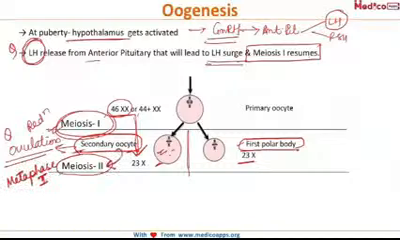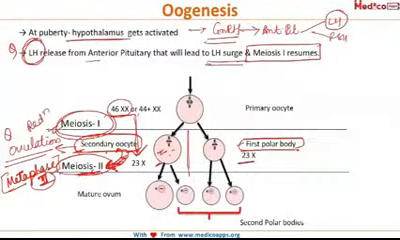Now these secondary oocytes enter meiosis 2, and in this they get arrested at metaphase 2, and they remain arrested in this state till fertilization. Now once the fertilization occurs, meiosis 2 resumes, and now it leads to the formation of a mature ovum and another polar body. And since it is an equational division, both of them will have the haploid number of chromosomes, that is 23X.